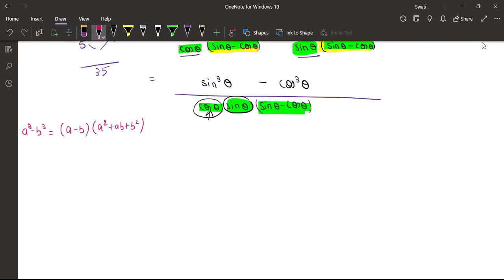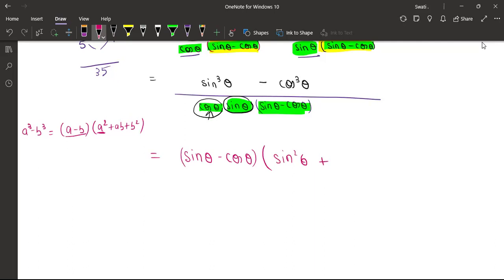So if we use this formula in the numerator, Manya, it will become a minus b. That means sin theta minus cos theta. The cube will go away because the cube is removed here too, giving minus b. And then in the bracket it is a square. What is a? sin theta. What will be the square of sin theta? sin square theta. Okay, plus ab.